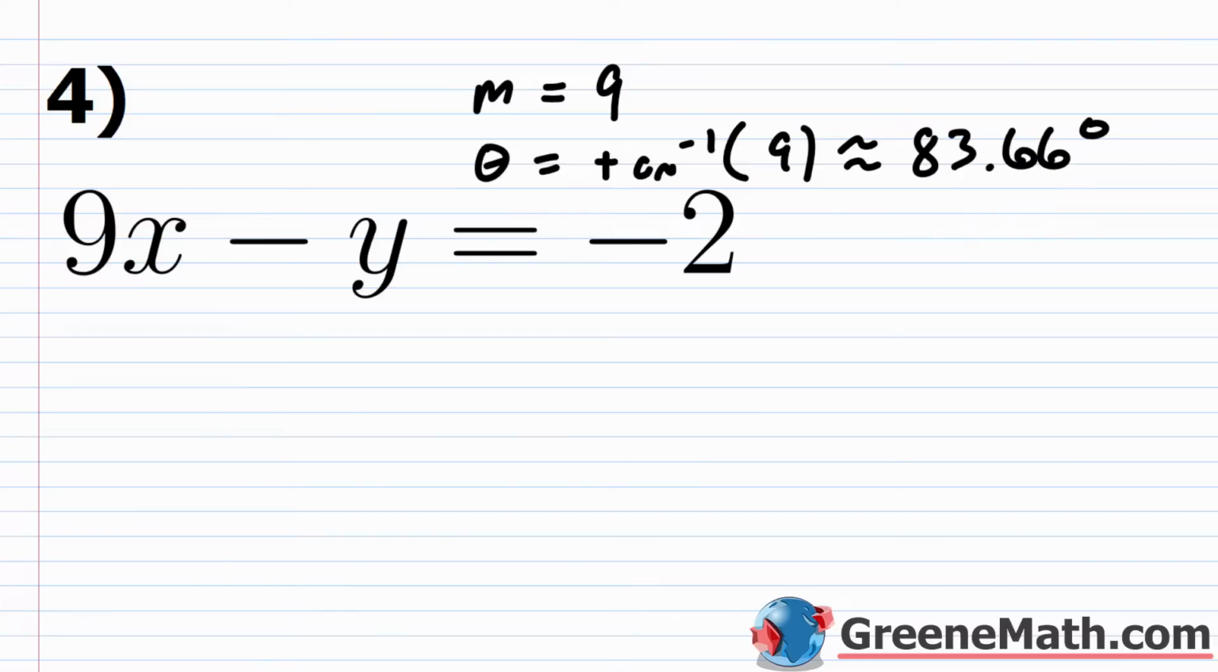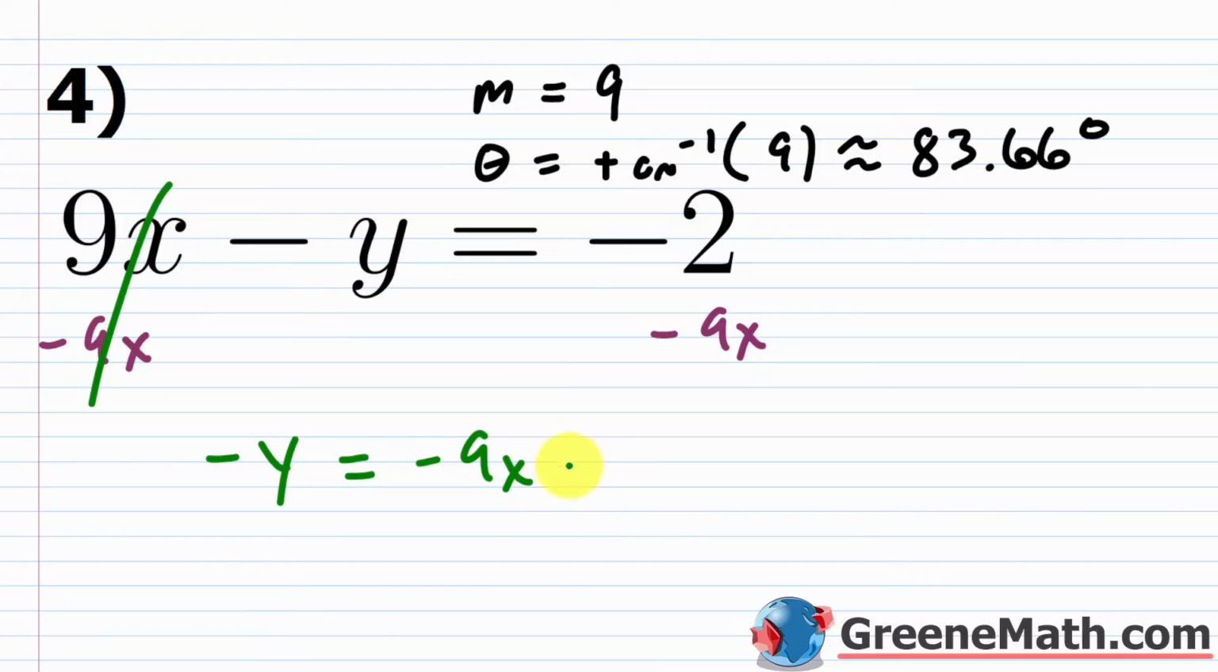Again, if you want to do this the long way, look at a graph. We could solve this for y. So let me subtract 9x away from each side of the equation. Let's cancel that. You have -y is equal to -9x minus 2. You can multiply everything by -1 or divide everything by -1. That's just going to change the sign of everything. So basically positive, positive, and then positive.